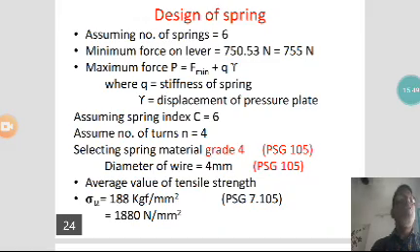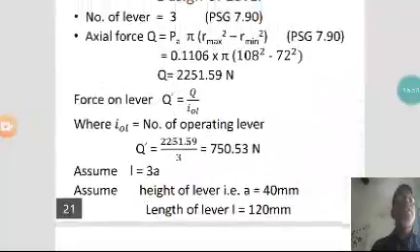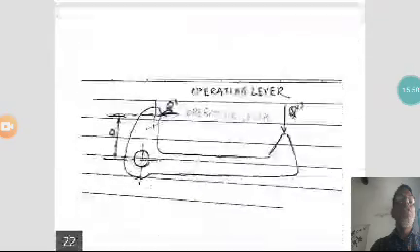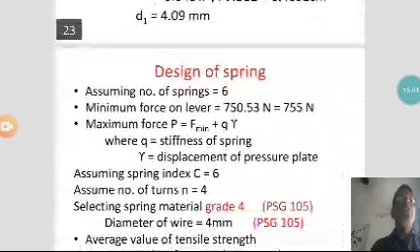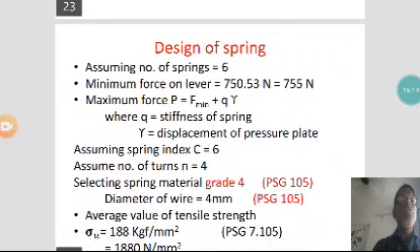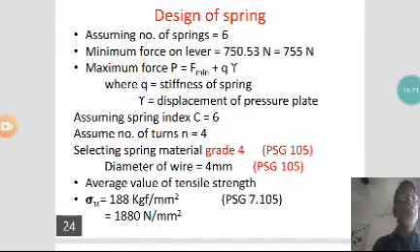We know here the minimum force on the lever which you have calculated, which is 750.33 Q dash, force on each lever. Now that minimum force we are considering 755, and from that you can calculate the maximum force required, that is F P, equal to F minimum plus Q gamma. F minimum is the minimum force, Q is the stiffness of the spring, and gamma is the displacement. Now we should know the stiffness of the spring.